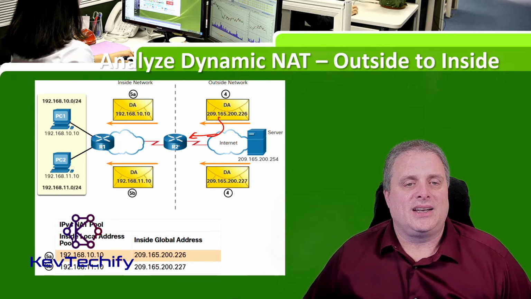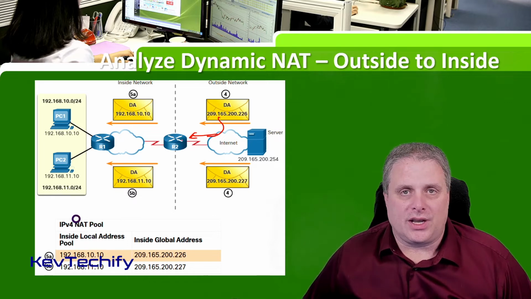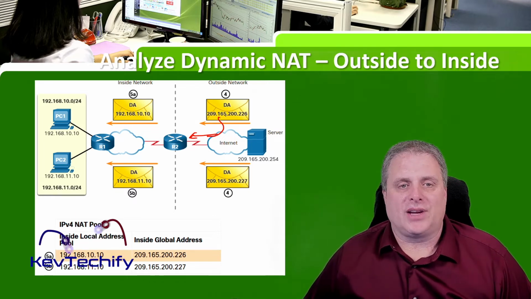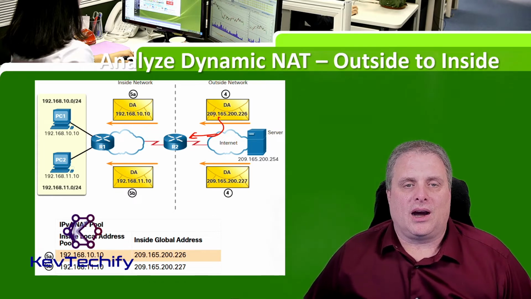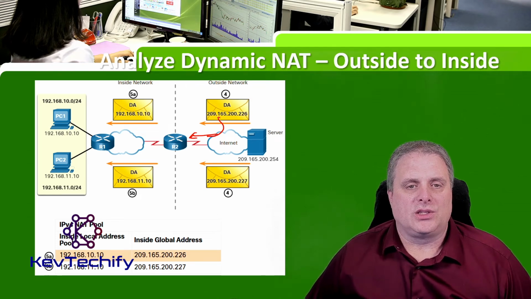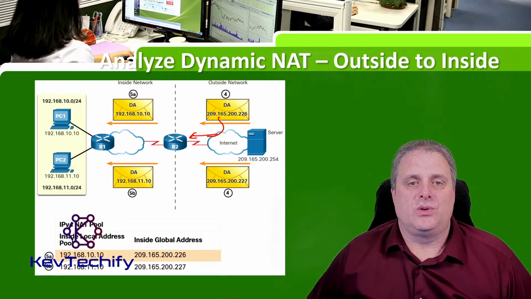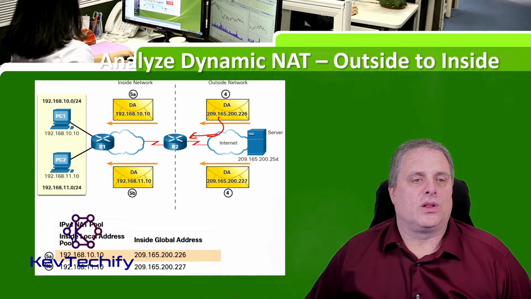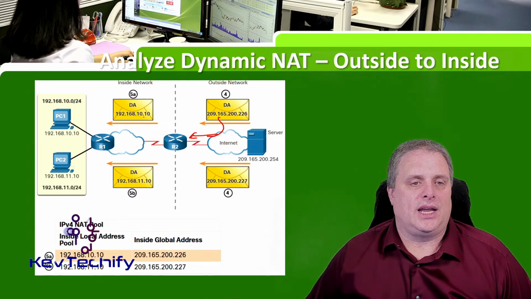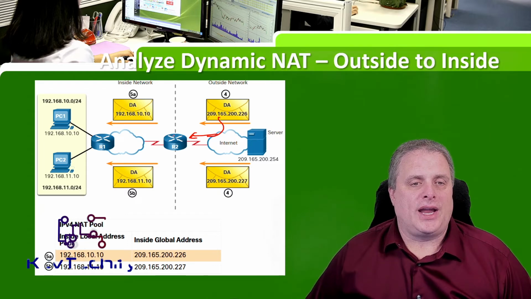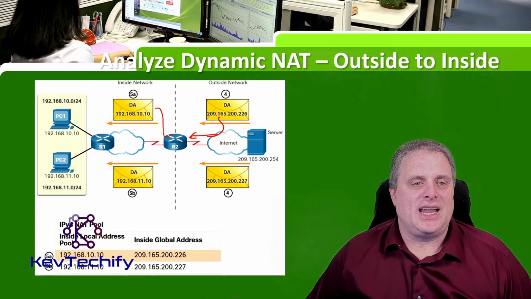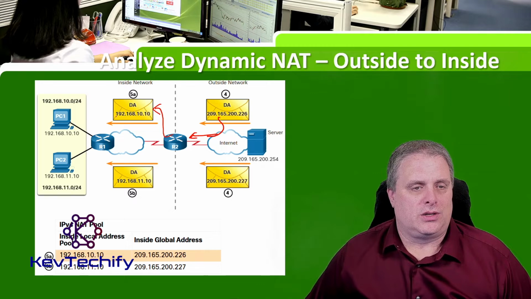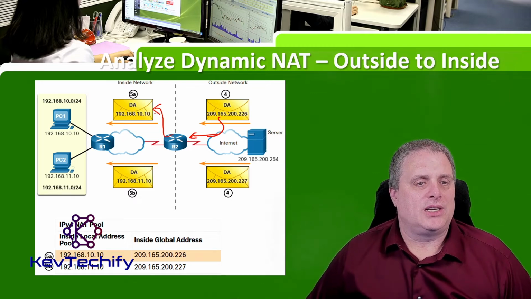When it gets it in, it looks at its network address translation table. It sees, okay, we have a conversation where the outside address is 209.165.200.126, and that's mapped to the inside local address of 192.168.10.10. So it translates that. It changes the destination address to what it needs to be for the conversation to be able to deliver that to PC1.